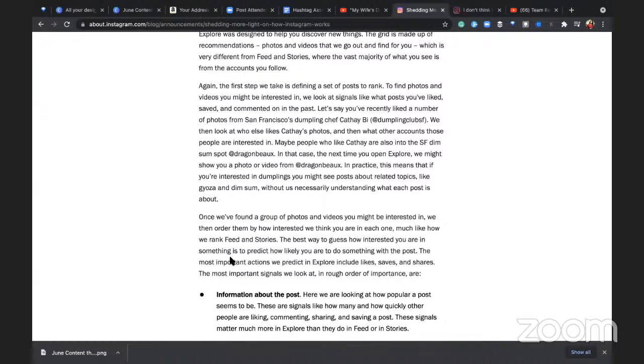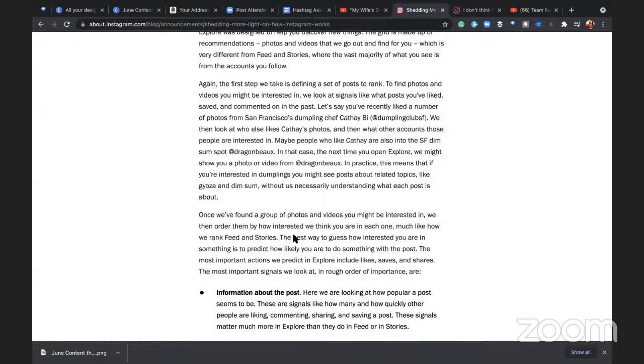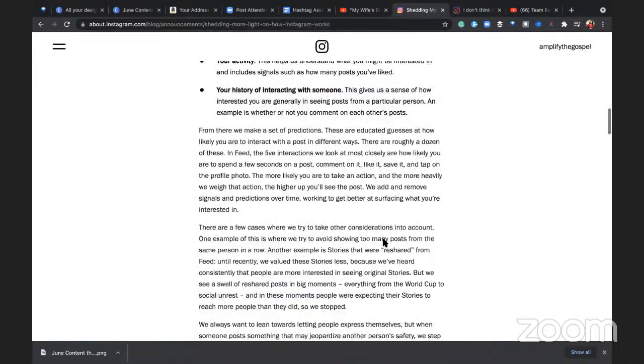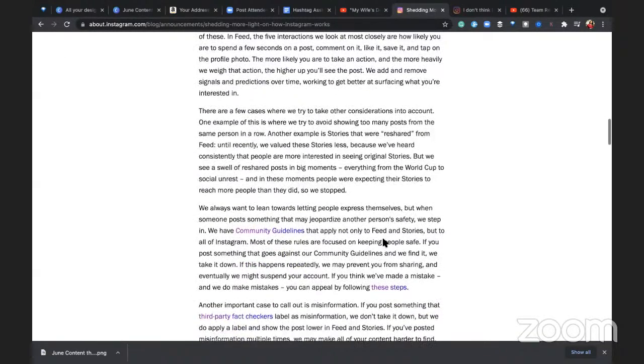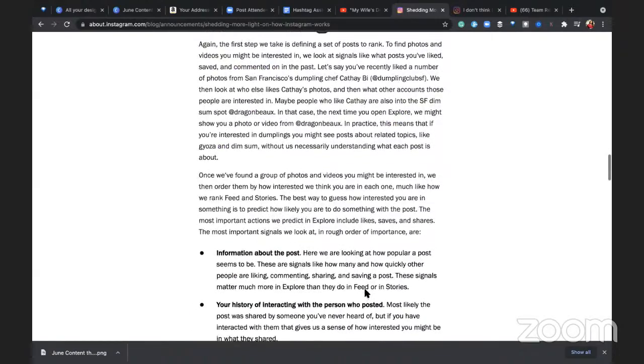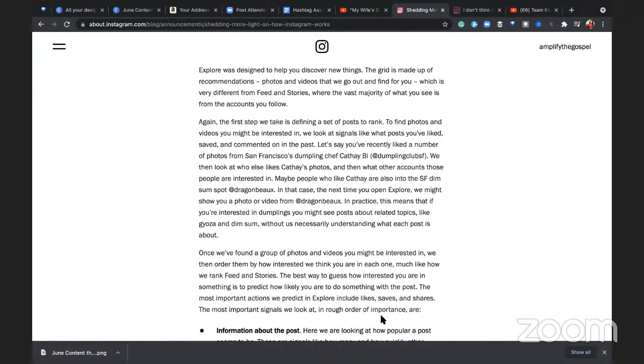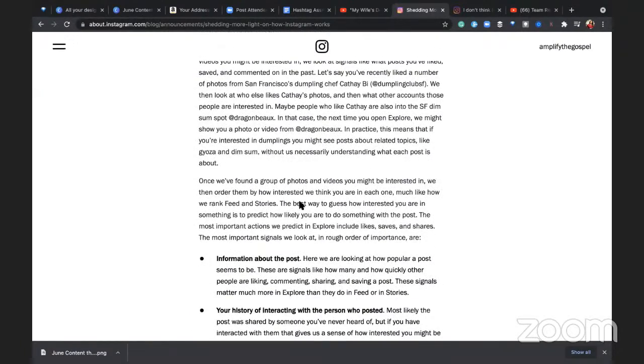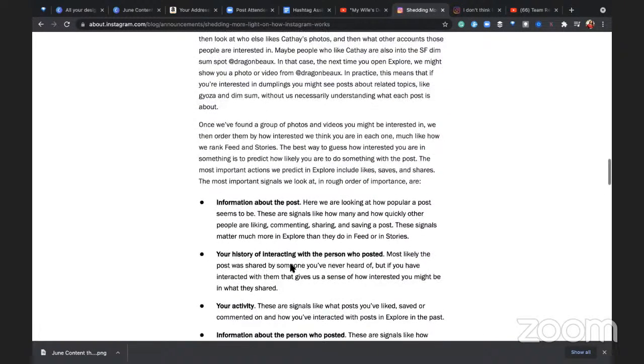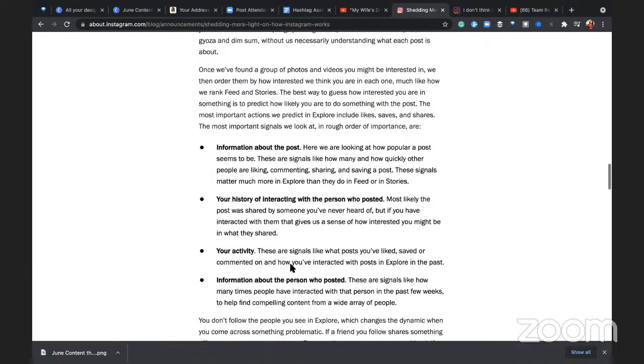information about the post. Okay, sorry, one second. So it has told us what they like in Explore: likes, saves, and shares. It told us what they like in feed earlier on. So we're going to have to see what they like in each one and try to encourage people to do it. With Explore, we do not have control because it goes out there. We can't really tell people to like. But it said, okay, this is the order of importance of what they look at.